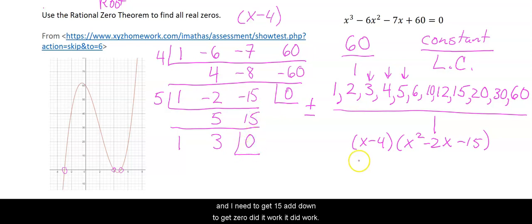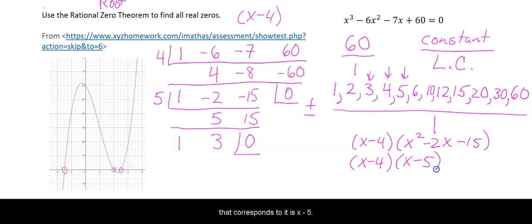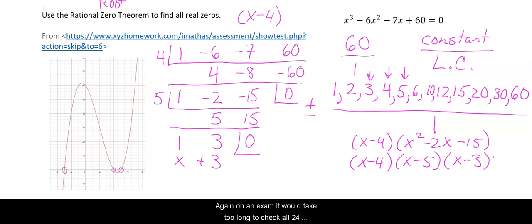Did it work? It did work. That means that since the solution is 5, the other factor that corresponds to it is x minus 5. What is the remaining factor that's left? This is x plus 3, which is what I suspected from looking at the graph. Again, on an exam, it would take too long to check all 24 possible numbers. I will tell you which one to check, so you will know whether or not you're checking the right one.